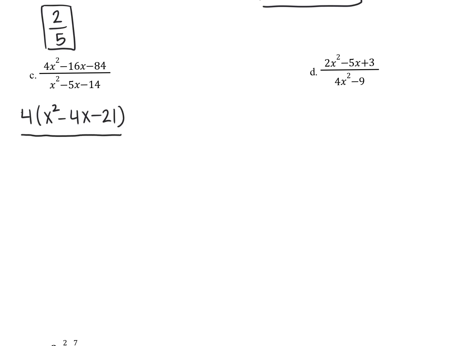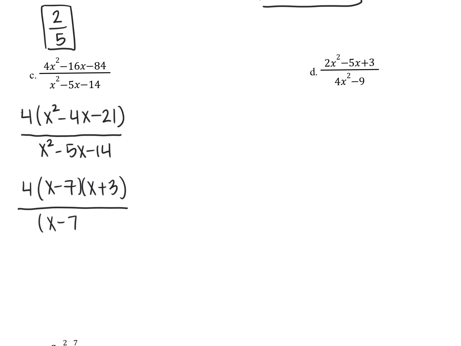And then I'm not going to factor my denominator yet. I'm going to have x squared minus 5x minus 14. Now I'm going to factor my quadratics. So we still have the 4. And then for x squared minus 4x minus 21, we're looking for numbers that multiply to negative 21 and add to negative 4. And it's going to be negative 7 and positive 3. In our denominator, we're looking for numbers that multiply to negative 14 and add to negative 5, which is going to be negative 7 and positive 2.